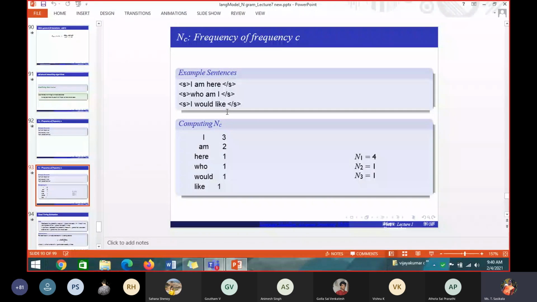After computing the frequencies, we have to find how many words occur one time. The count of words occurring once in the corpus: what is the count of words that occur 1 time in the corpus?